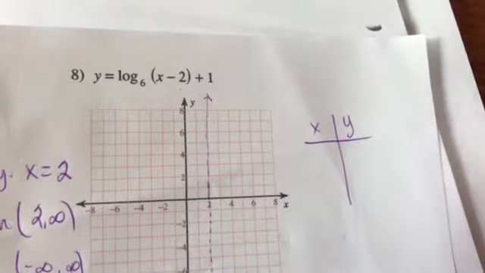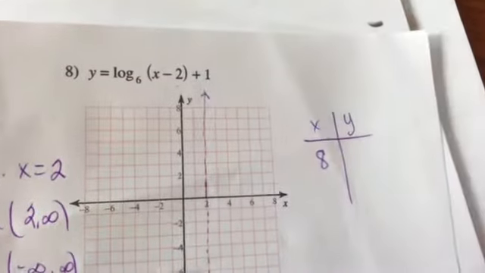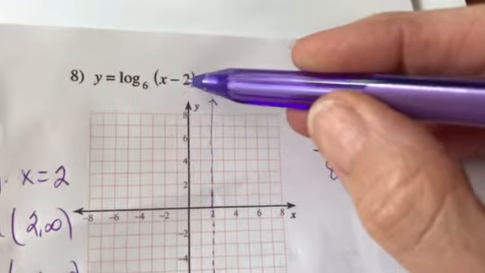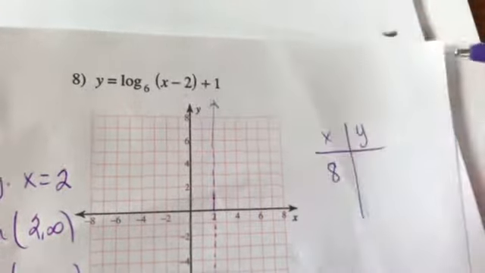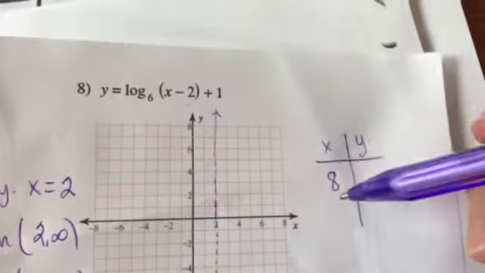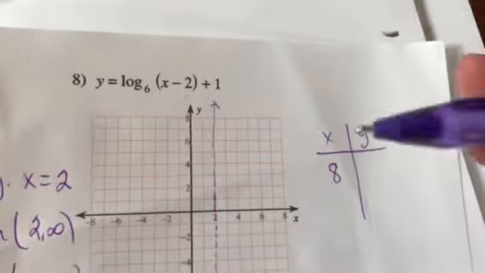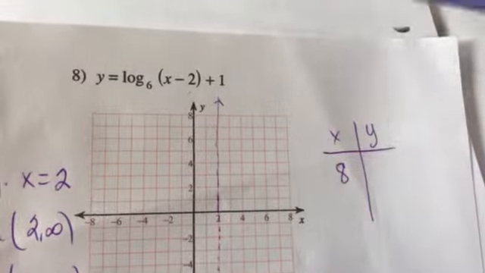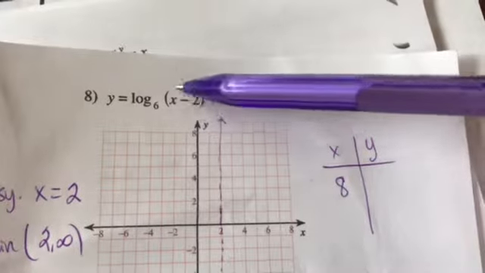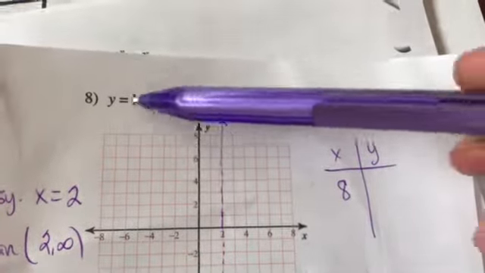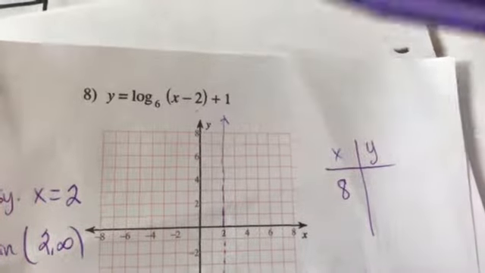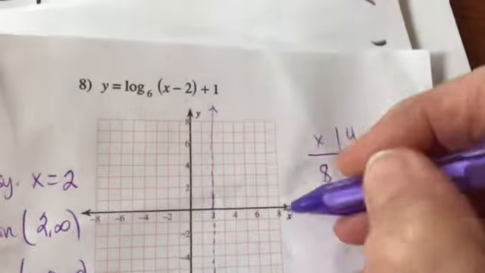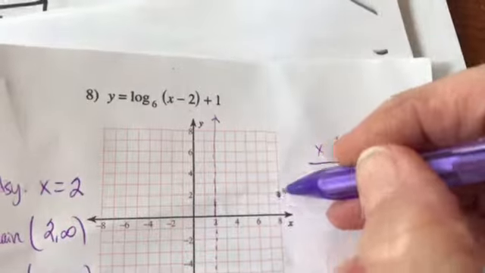One of my favorite points would probably be 8. Why? Because 8 minus 2 is 6. That's why I chose 8. Pick anything you want. Use your calculator, get a nasty decimal, I don't really care. But if I put in 8, I get 6. The log of 6, base 6, is 1. 1 plus 1 is 2. So I have this point right here.